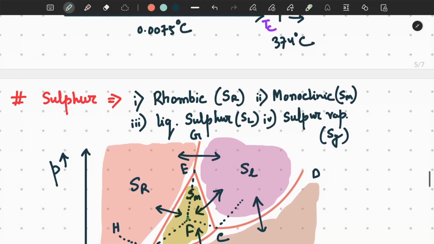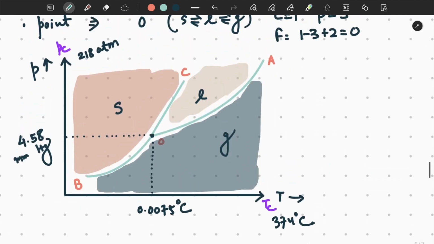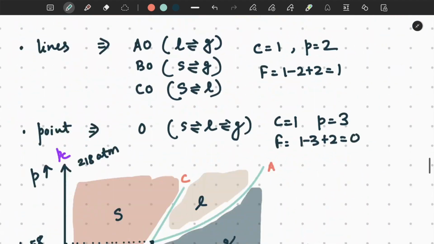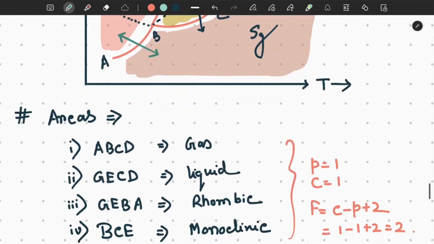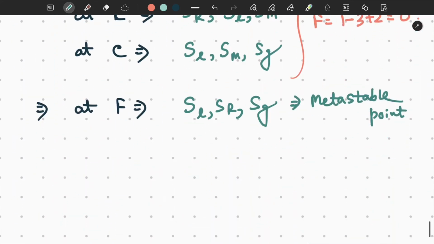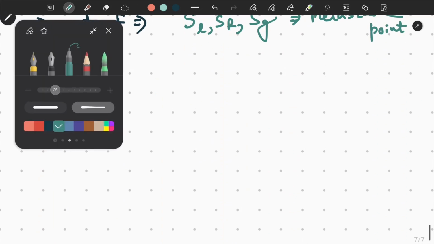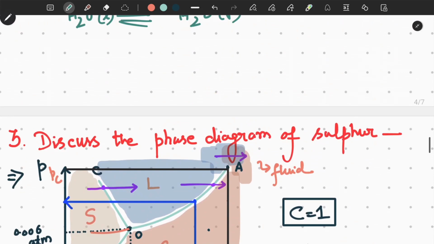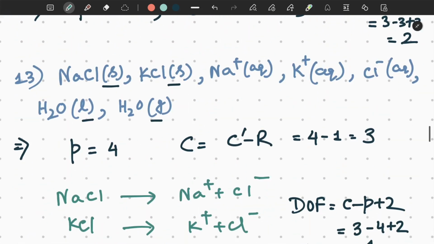So I think it is totally clear. Today it's not possible to discuss the Clausius-Clapeyron equation due to lack of time. Better we discuss two more examples of this. Next class we'll discuss it.